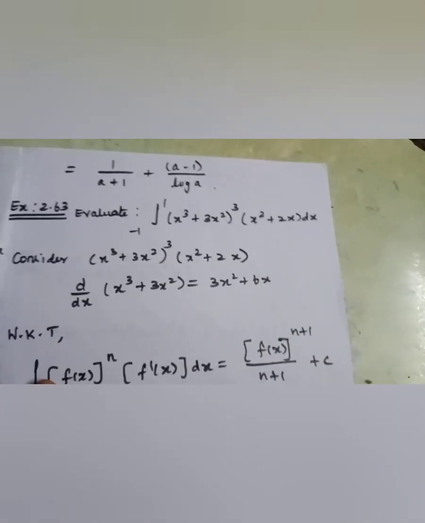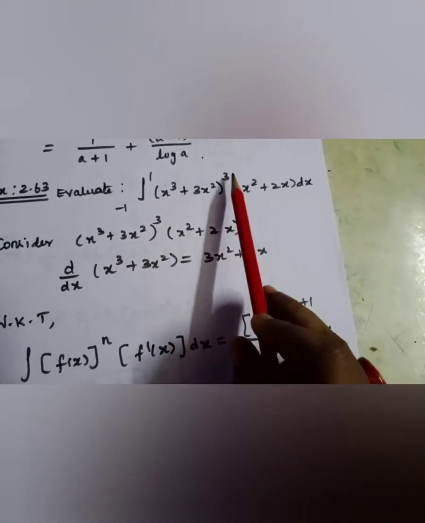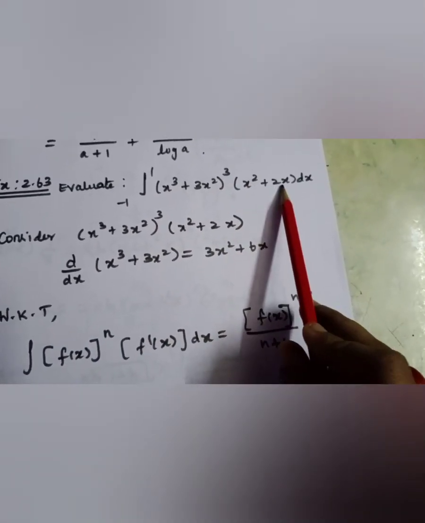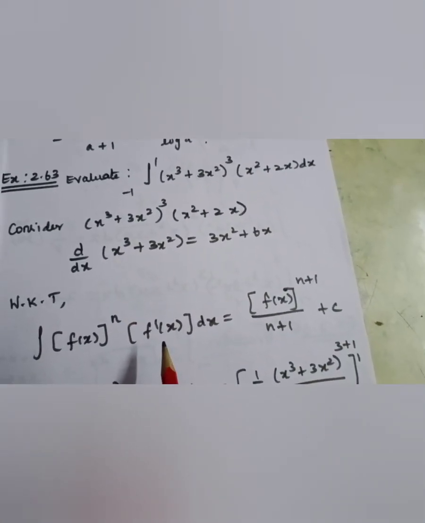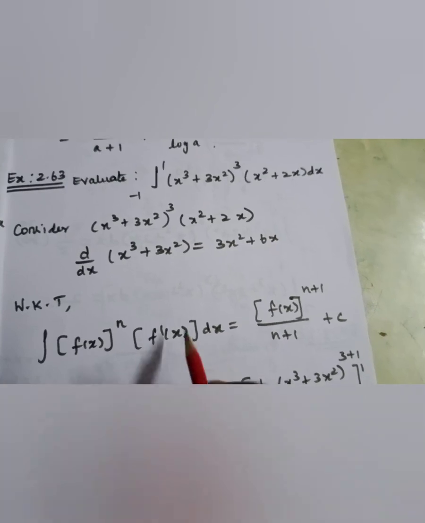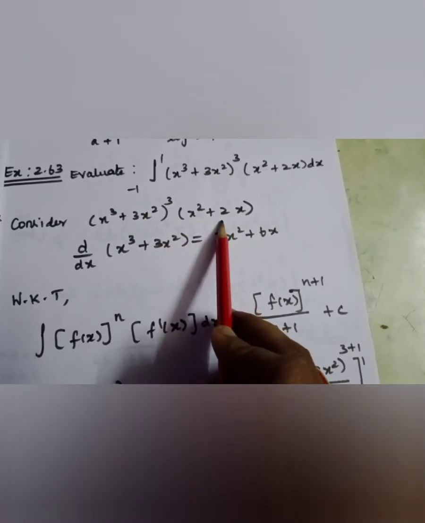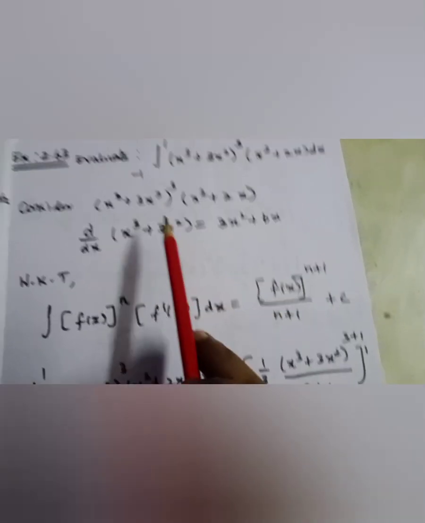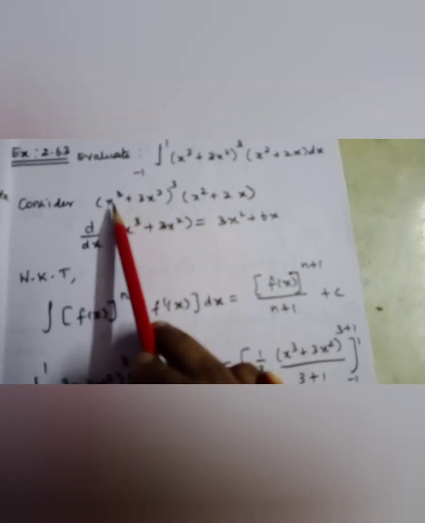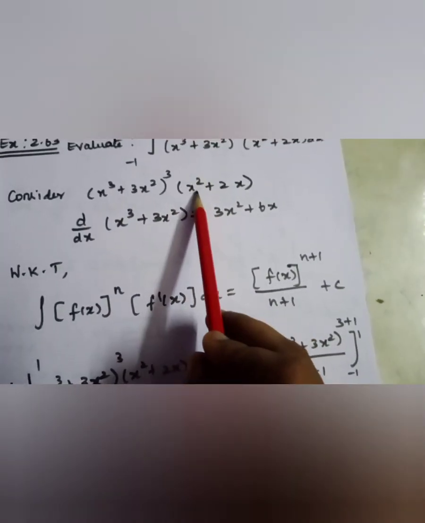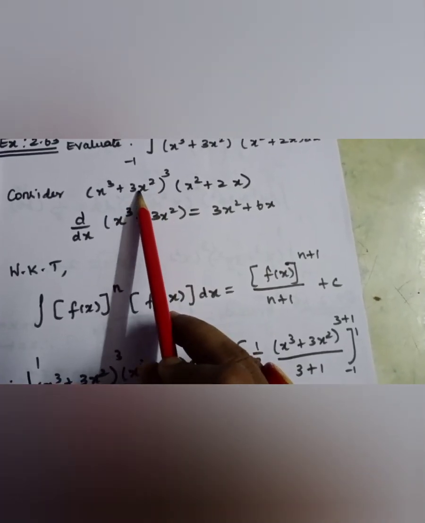Now example 2.63, evaluate integral minus 1 to 1 of (x cube plus 3x square) the whole cube into (x square plus 2x) dx. Okay. Now do you all remember when we started with the integration, we had certain types. When you are having an expression and the same expression when differentiated is in the next expression, we can use this formula. Similarly, can you see this? If I differentiate x cube, I will get 3x square. Here I am having x square, so only 3 is missing, and here if I differentiate I will get 6x.